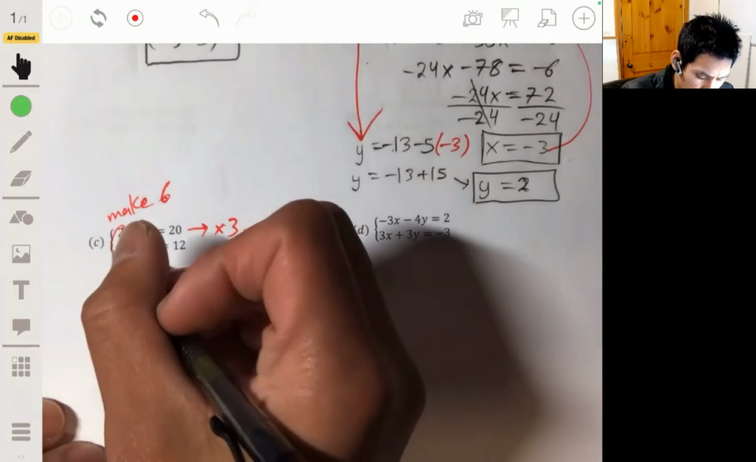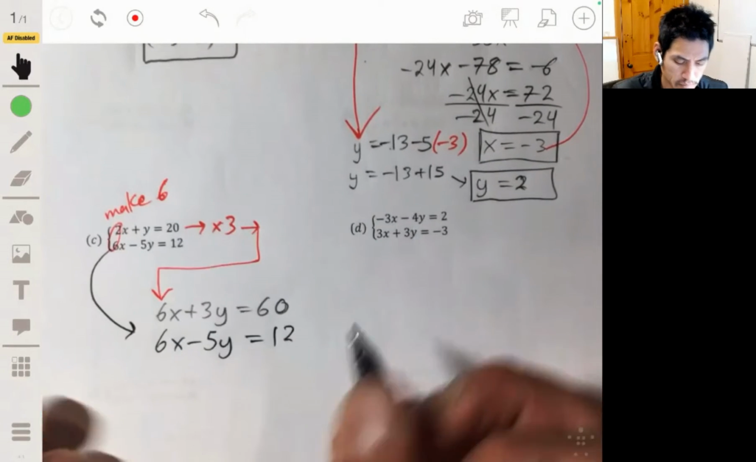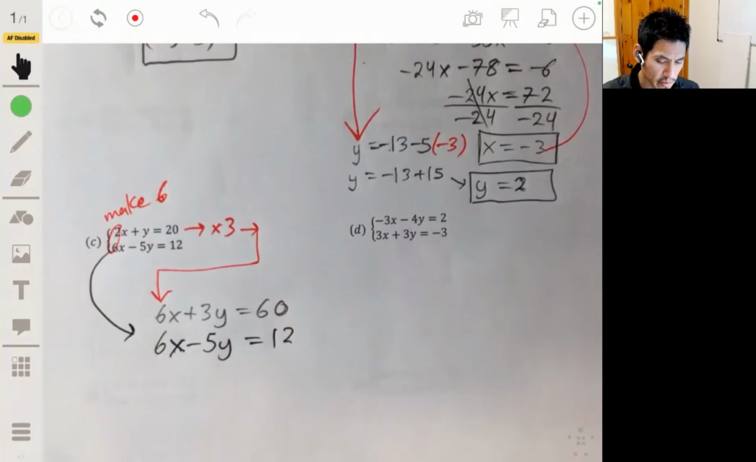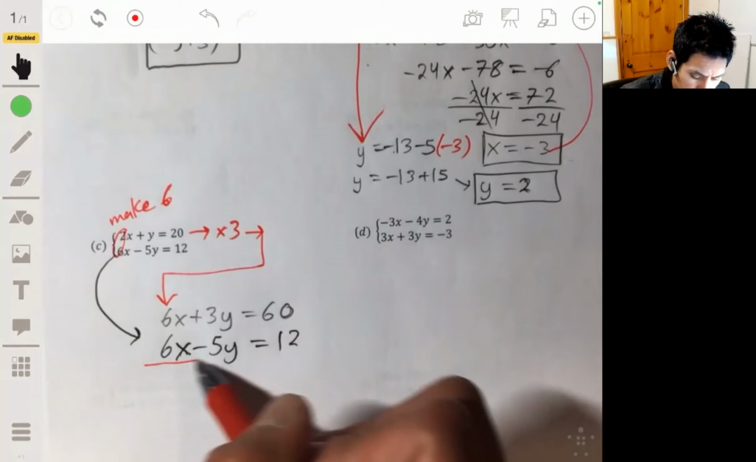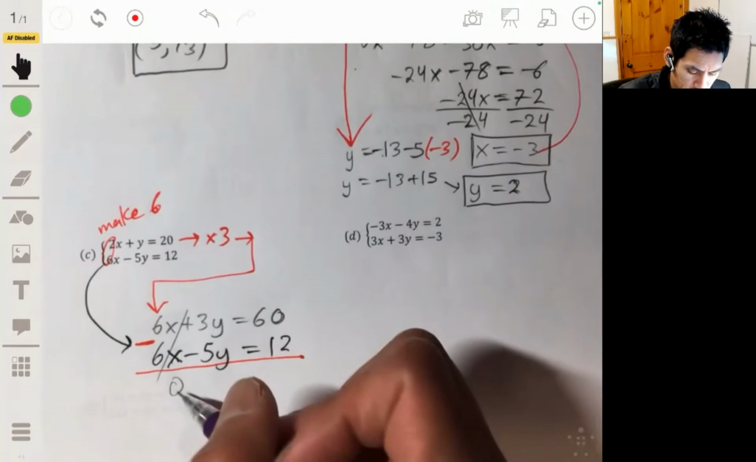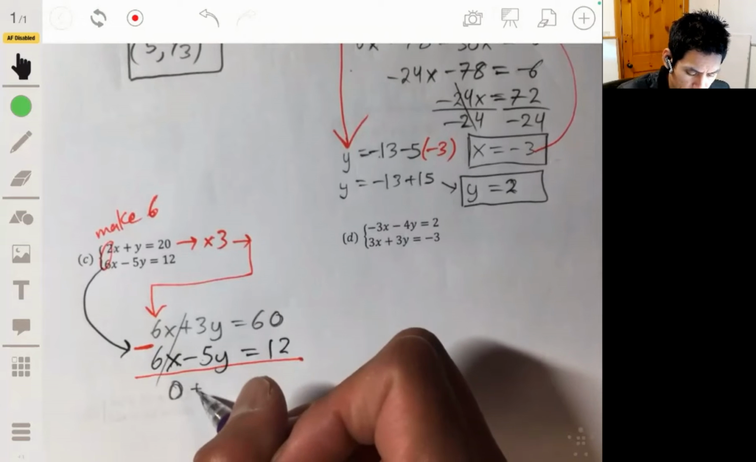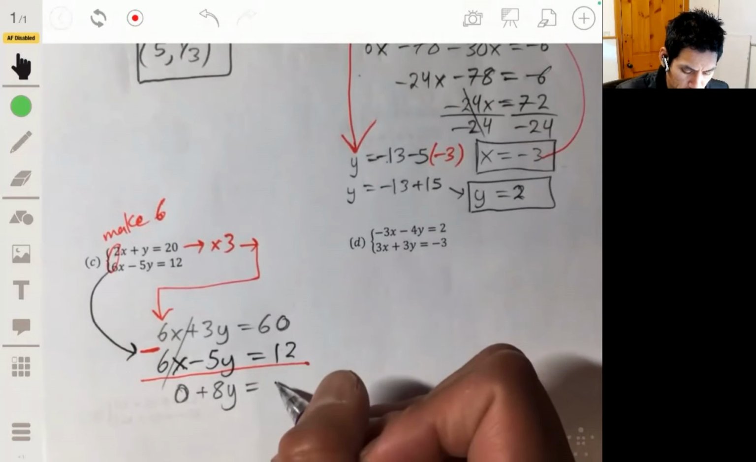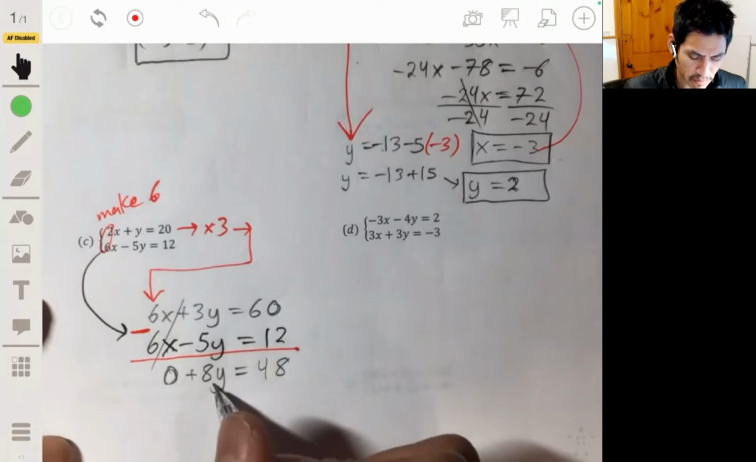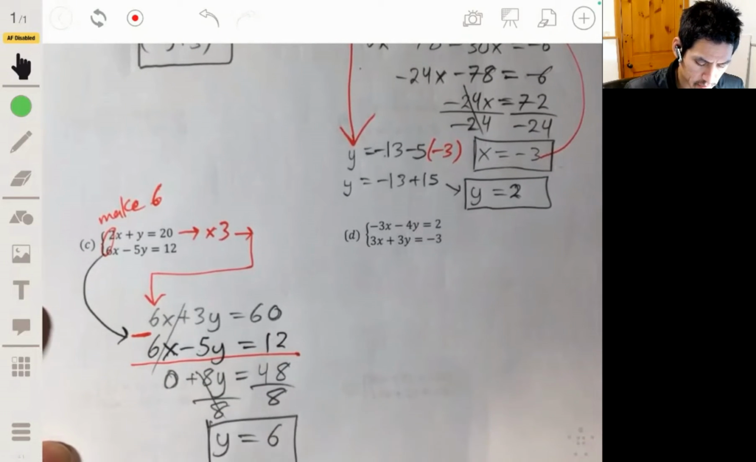Now stacking the bottom one, putting it right below it again: 6x minus 5y equals 12. Then I can just subtract these from each other because the x's will cancel right away. So I make an equation bar, subtract: 6x minus 6x, 0. 3y minus a negative 5y is the same as 3y plus 5y. So plus 8y, 60 minus 12, 48. 8y equals 48, divide by 8, and we'll get y is 6.